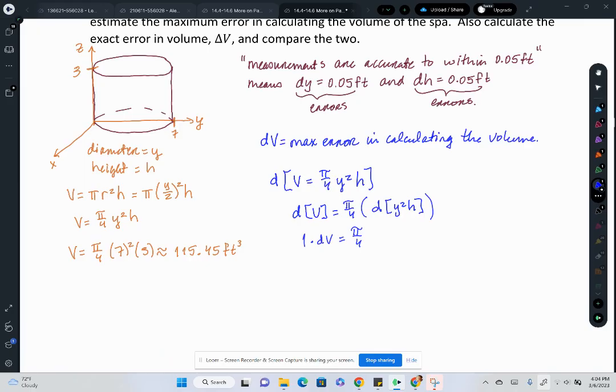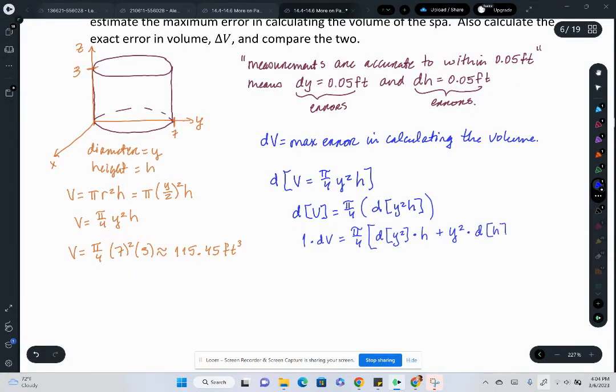Now, I'm going to go ahead and open this up. What I want to do is take little d, and there's a product, so it looks like I need a product rule. I'm going to take little d of the first, so little d of y squared times the second, h, plus y squared times little d of h.